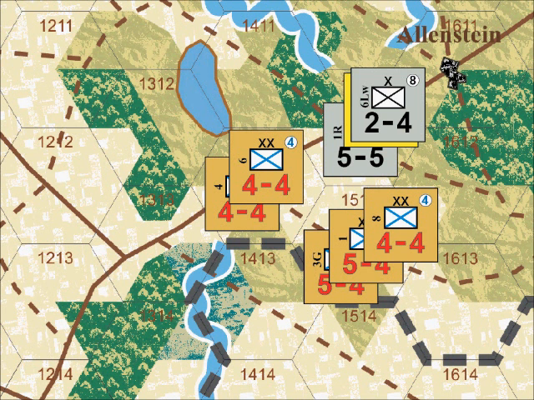Let's look at another example. Let's say that we have 2 German units in hex 1512 right here: the 6th Landwehr Brigade and the 1st Reserve Division. The Reserve Division is under a -1 strength marker. That's the yellow counter you can barely see here.